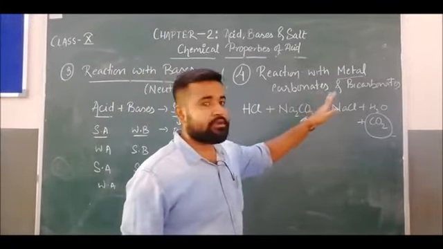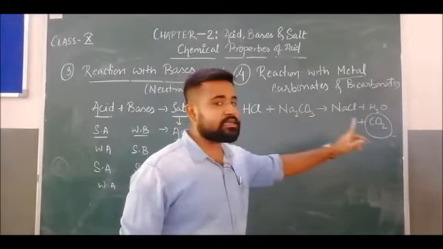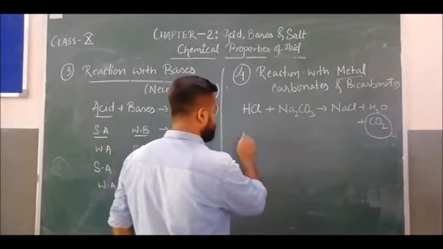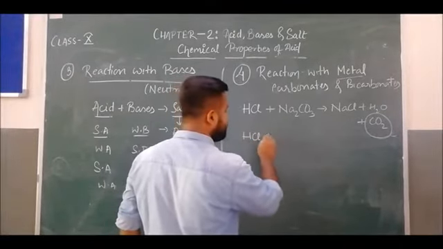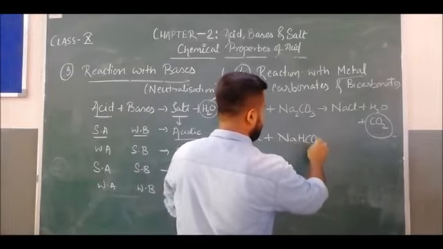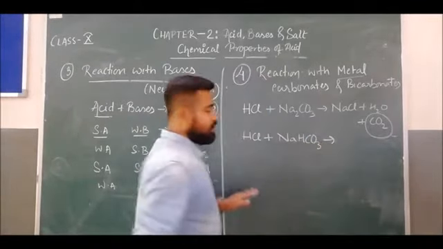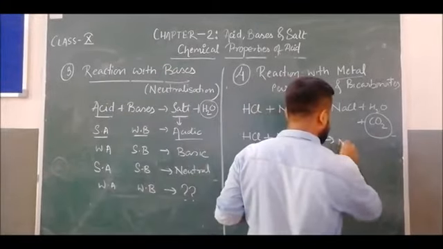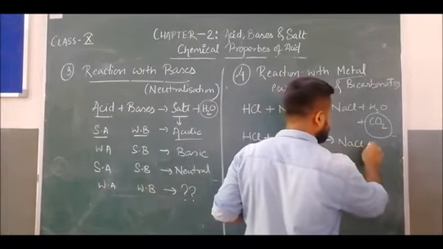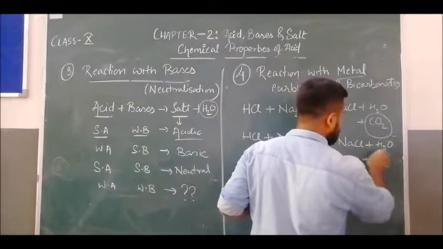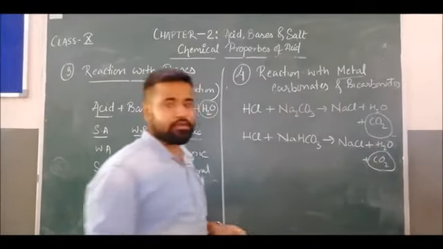Reaction with metal carbonate and bicarbonate, that it liberates carbon dioxide gas. Similarly, when HCl reacts with hydrogen carbonate, NaHCO3, at that time also the product is same, that is salt NaCl plus water plus carbon dioxide. So here also it liberates carbon dioxide.